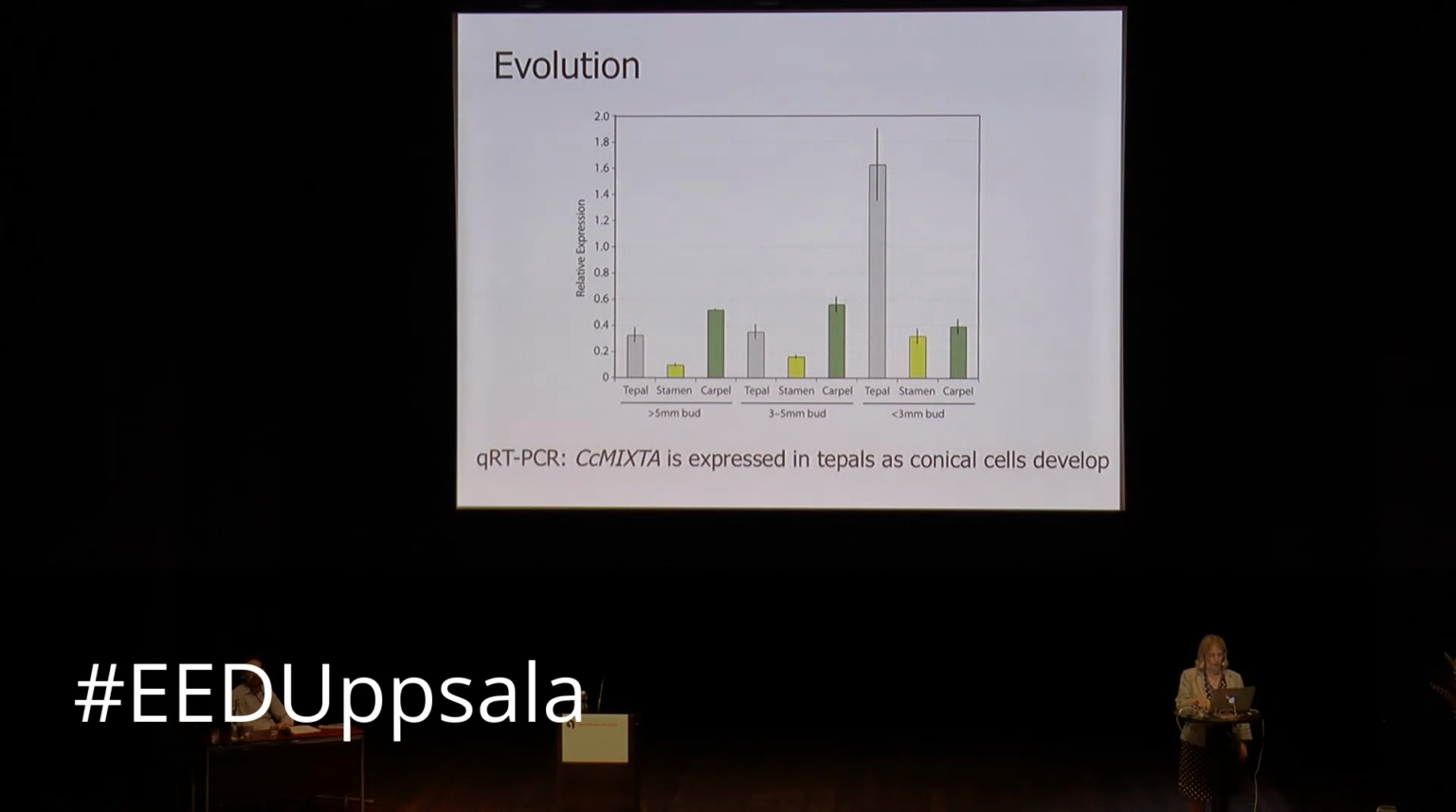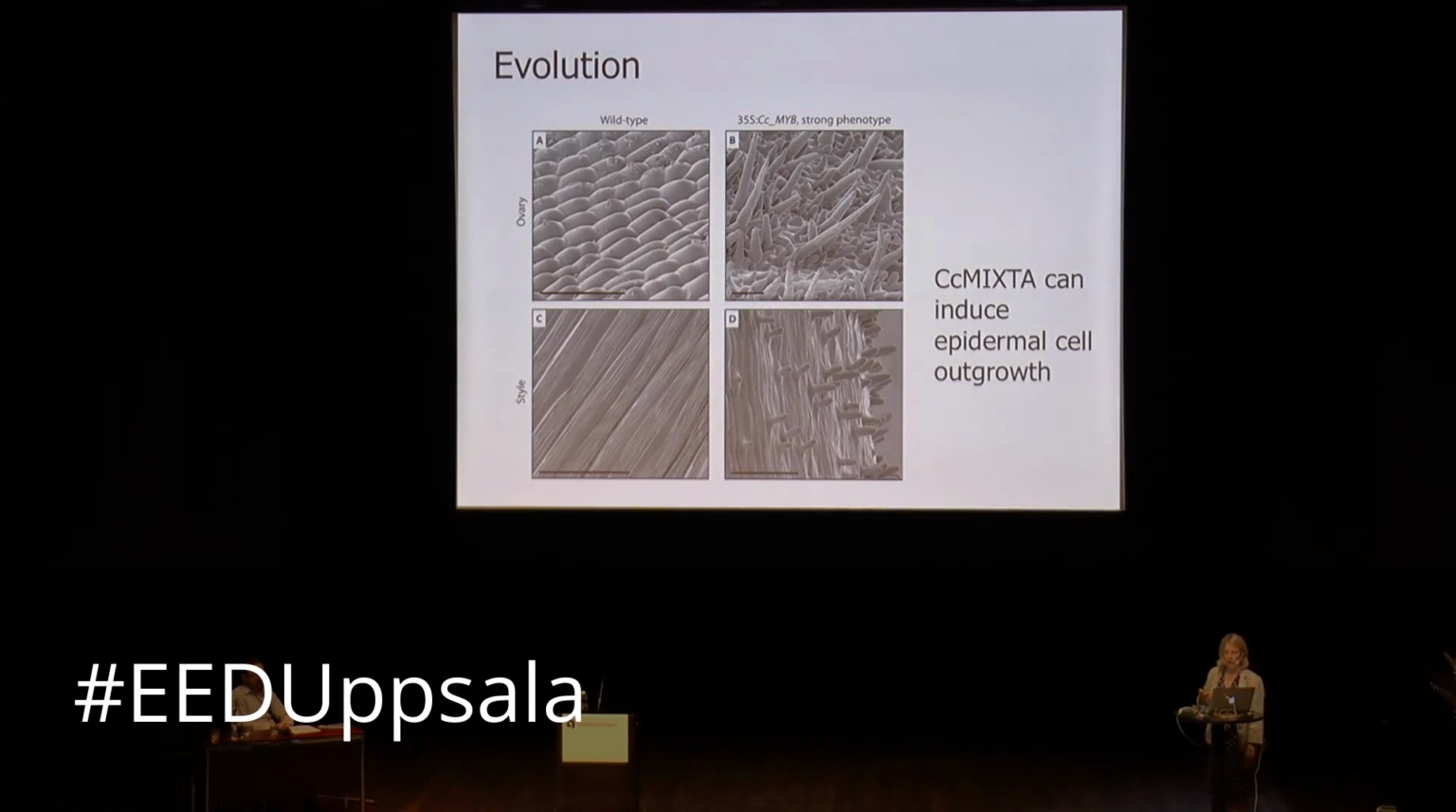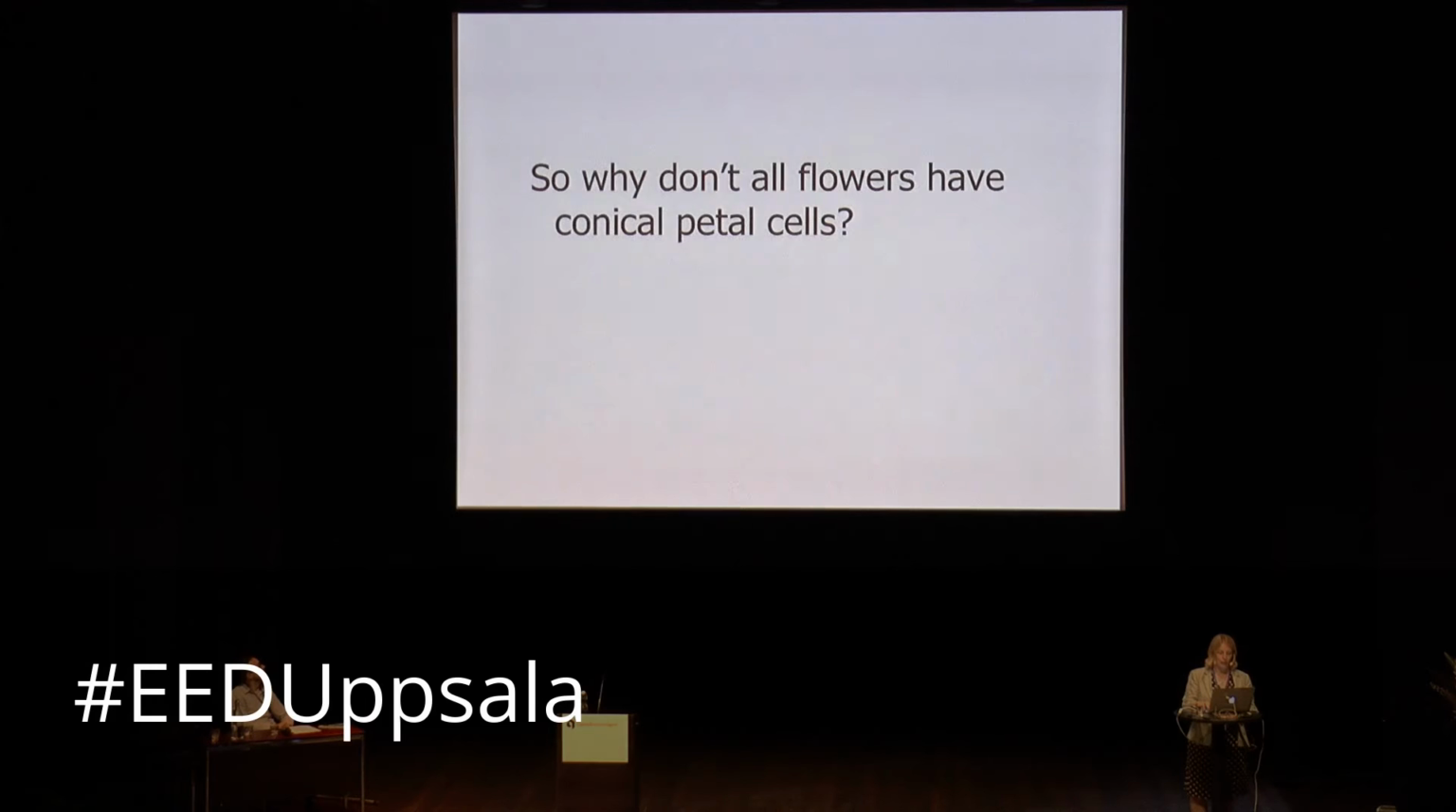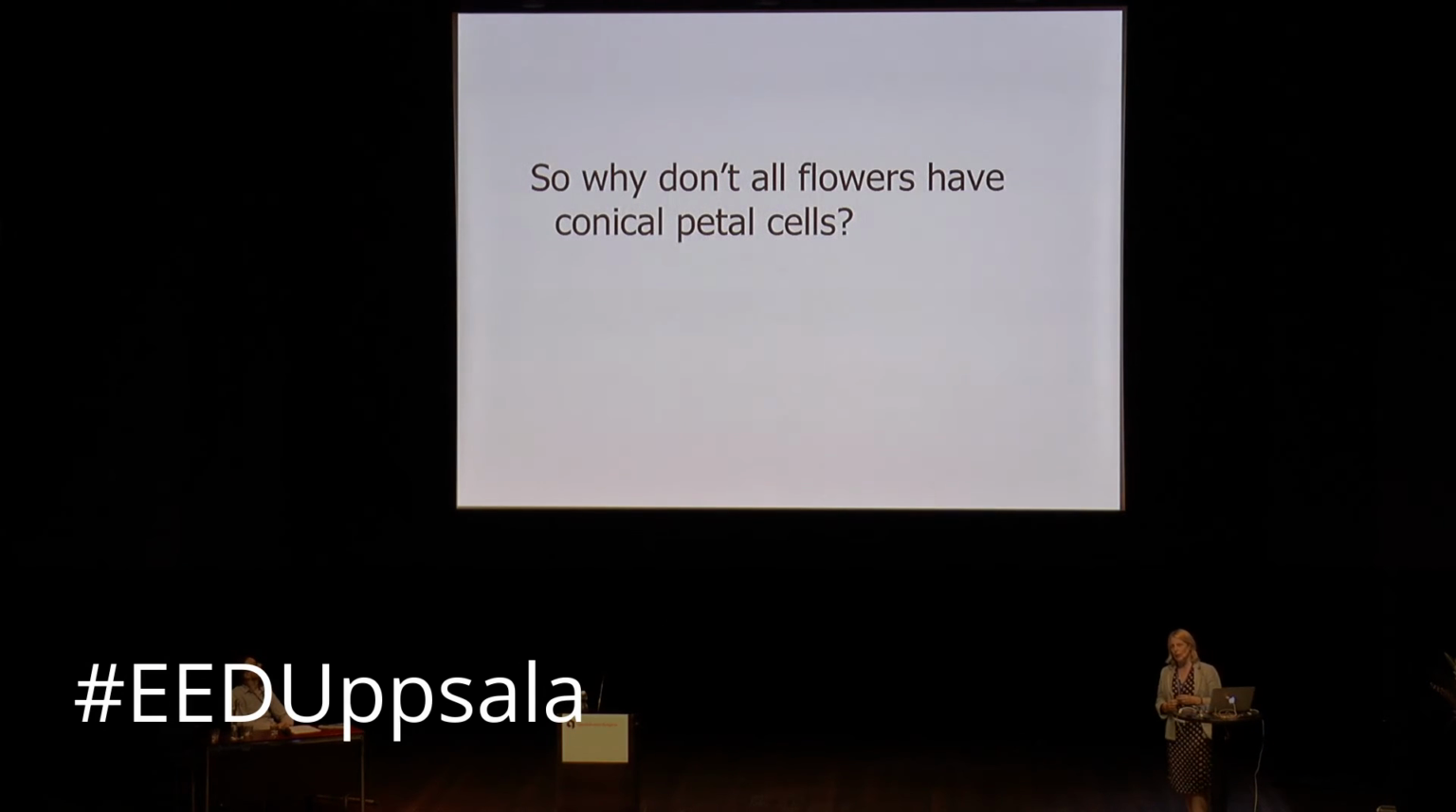We can't do transformation in Cabomba, but what we can do is test whether that gene, the Cabomba MIXTA gene, is capable, in a flat cell tissue of a transformable plant, of inducing cell outgrowth. And so we do that by expressing it, in this case in tobacco, where the ovary cells are flat, the style cells are flat, but if we express Cabomba MIXTA in them, it causes cell outgrowth. And so it's correlative, but it's quite good correlative evidence that this is a gene that's expressed at the right place at the right time and can induce epidermal cell outgrowth and is likely causing the production of those conical cells on the tepals. So if that's the case, it looks like conical cells are pretty ancient in the angiosperms.